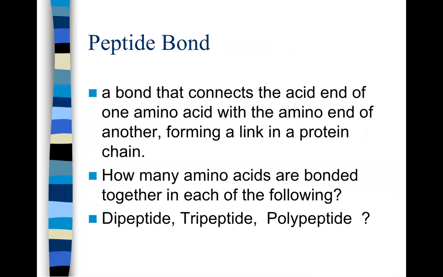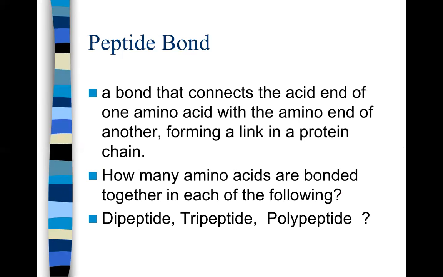Peptide bond. So how do these amino acids connect with one another? How do we put our puzzle pieces together? So we connect our puzzle pieces via something called a peptide bond. And a peptide bond will connect the acidic end of one amino acid with the amino end of another. And then what happens is hydrogen and oxygen can be lost.